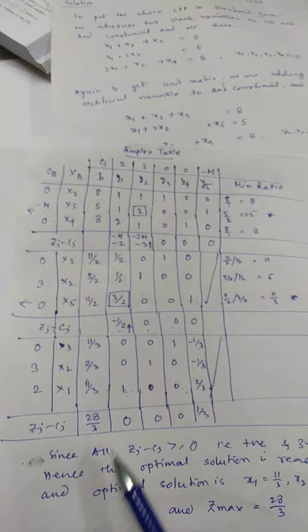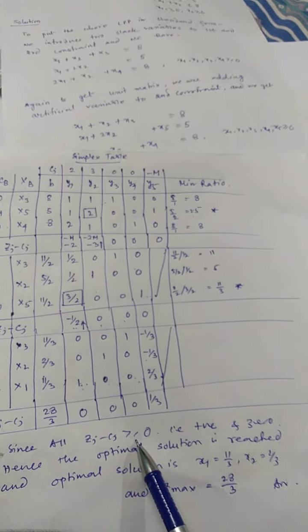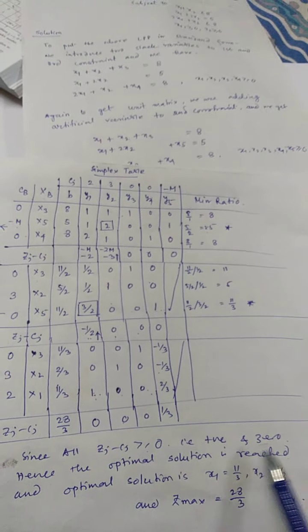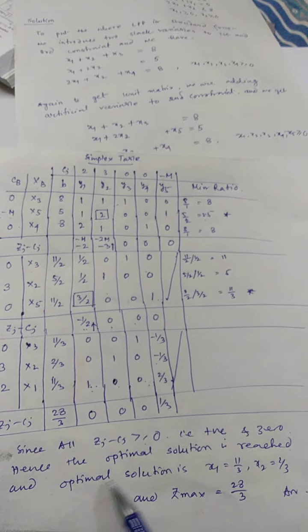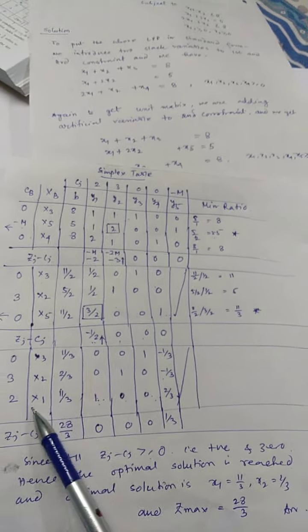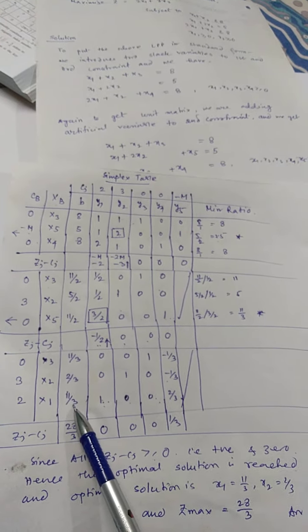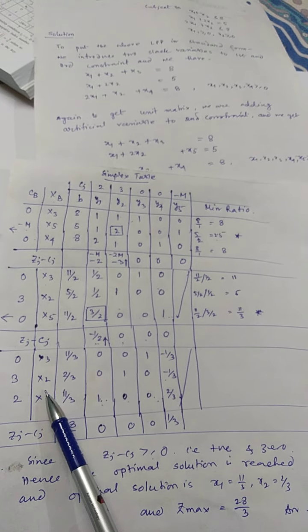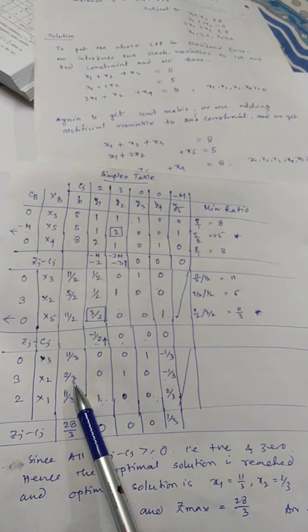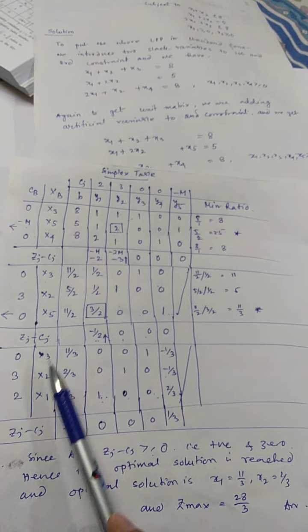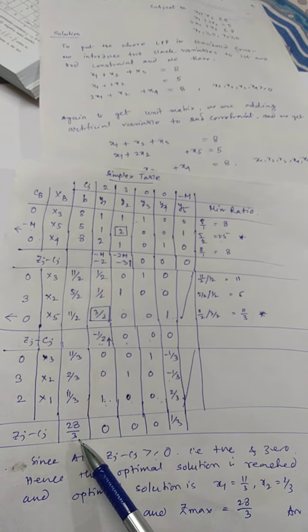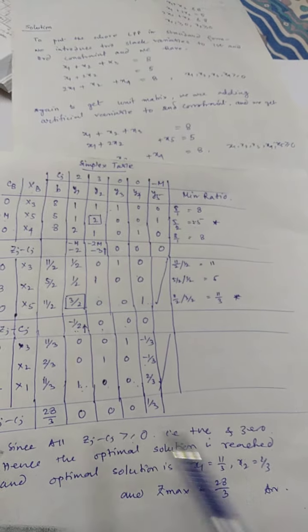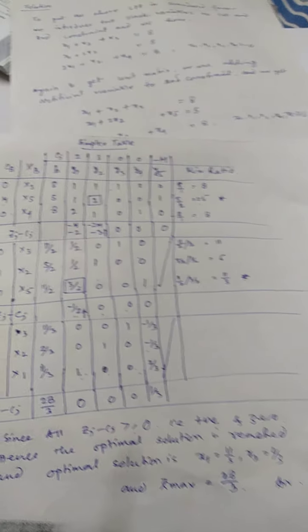All Zj minus Cj are greater than or equal to 0, that is positive. So we get the optimal solution, and the optimal solution is x1 equals 11 by 3, x2 equals 2 by 3, and x3 is not an original variable, so we do not consider this value, and Z max equals 28 by 3. So this is the required answer. Thank you.